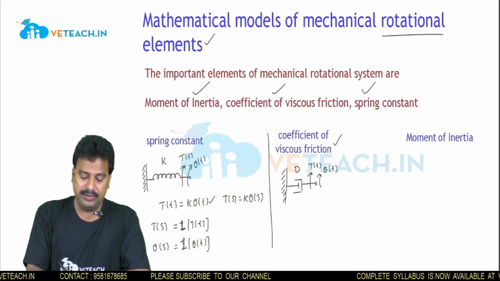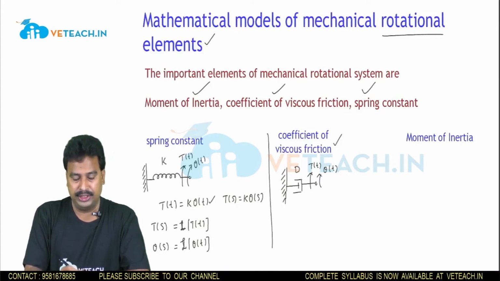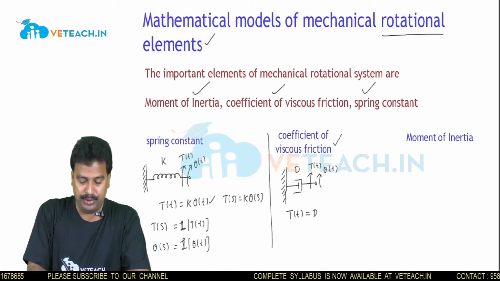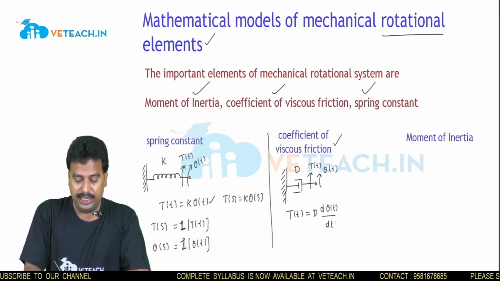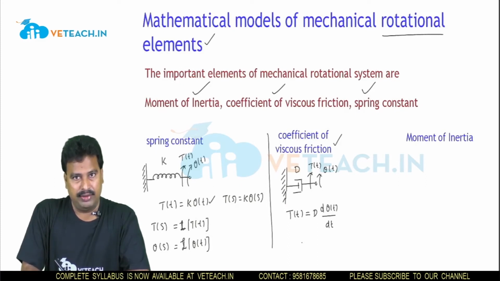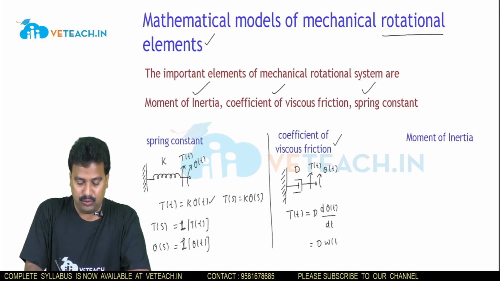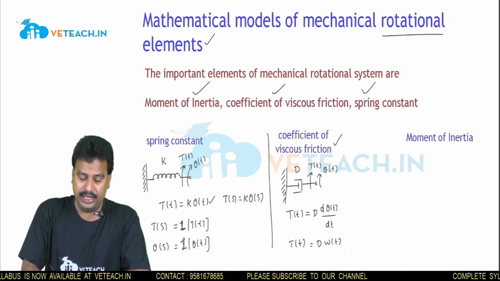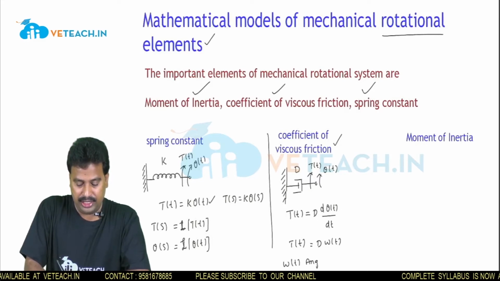Now, the relation between the angular displacement, torque and the coefficient of viscous friction is given by T of t is equal to D into d theta of t by dt. We know that d theta of t by dt is angular velocity. So, this equation is equal to D of omega of t. That means T of t is equal to D of omega of t, where omega of t is angular velocity.